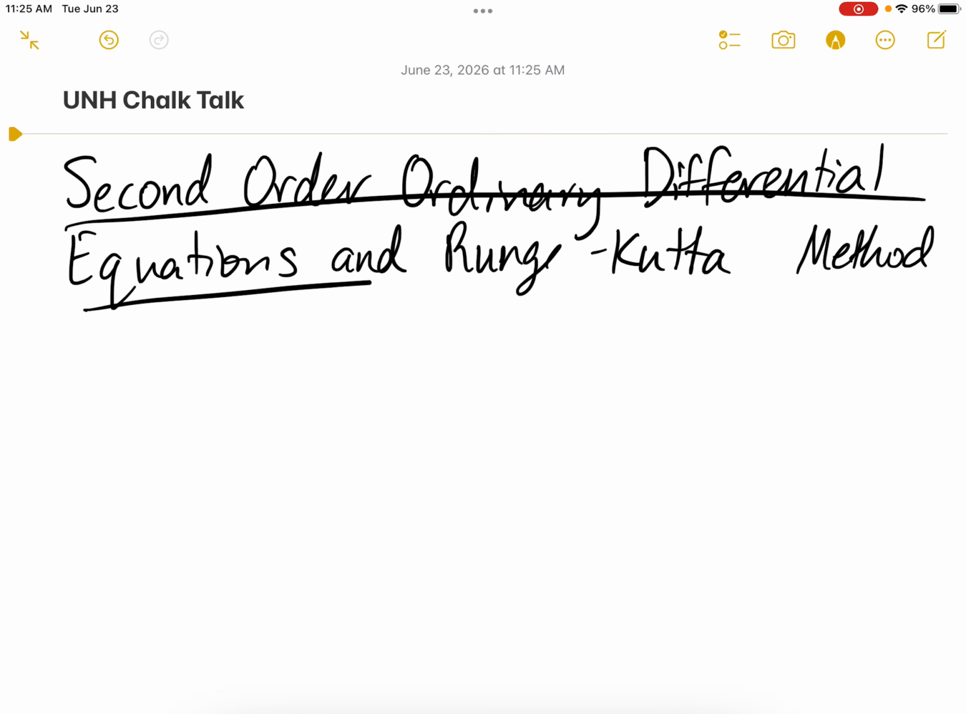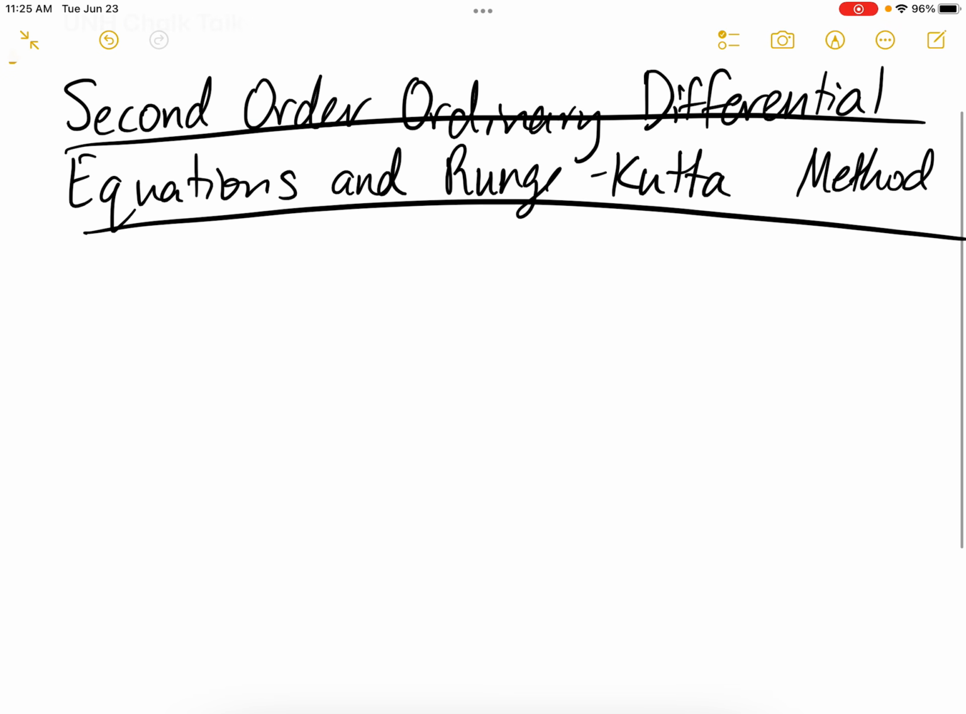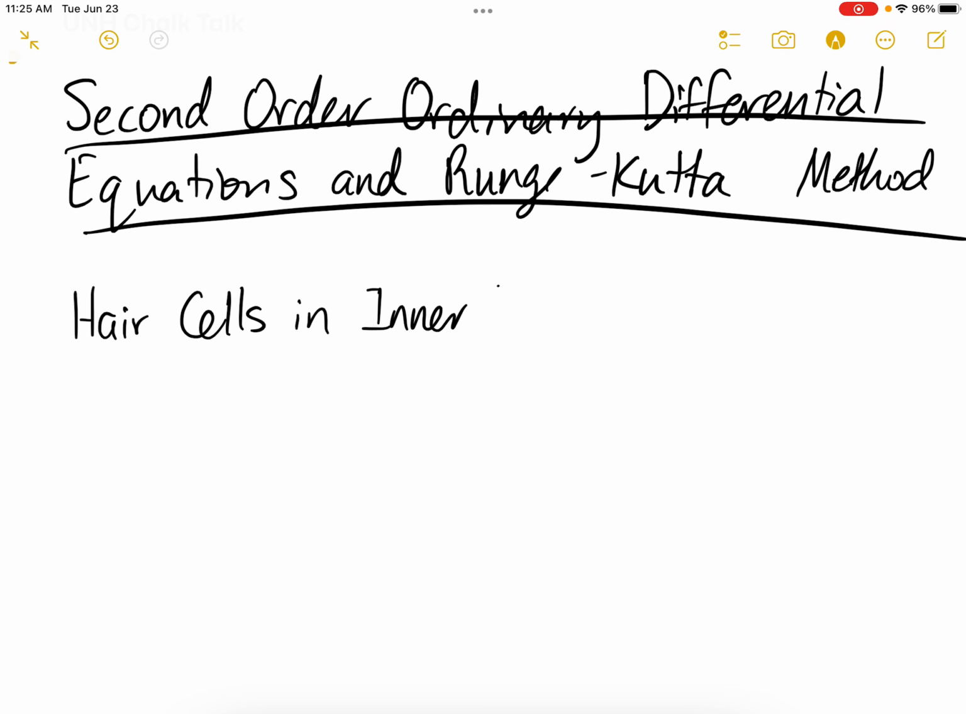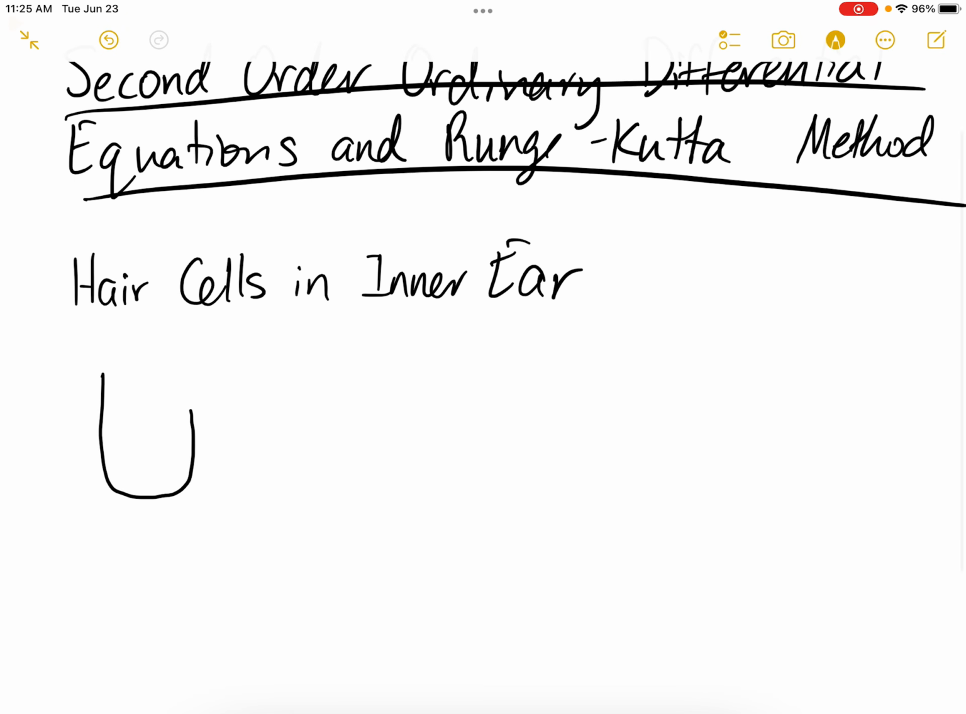Okay, so first of all, I want to introduce our use case here. Our use case in this case is going to be hair cells in the inner ear. Hair cells are really important for hearing. Now I am just showing a simplified drawing of them here. These are located in the cochlea in the inner ear and are essential for your hearing.